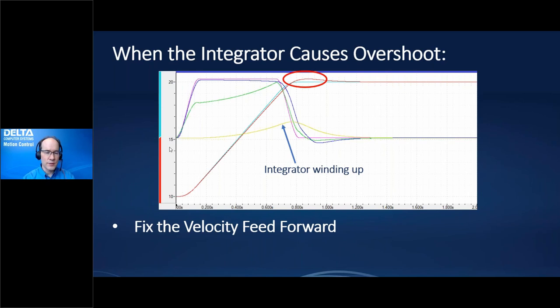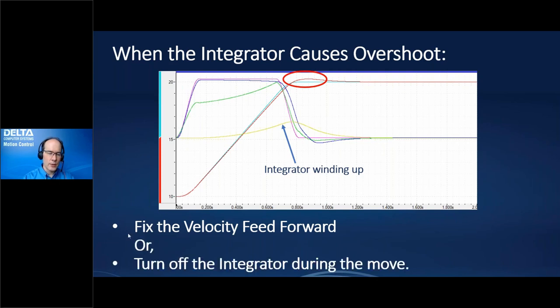Or if we have a lousy valve where it has a lot of hysteresis and overlap spool and all kinds of things that just make life difficult for motion, we may not be able to set the feed forward properly at any given time. So then we have another option where we can turn off the integrator during the move. So what happens then is that the integral term stays 0, and then when you get to the end of the move, it starts working. But it hasn't wound up a whole bunch and won't have to wind down and cause overshoot.